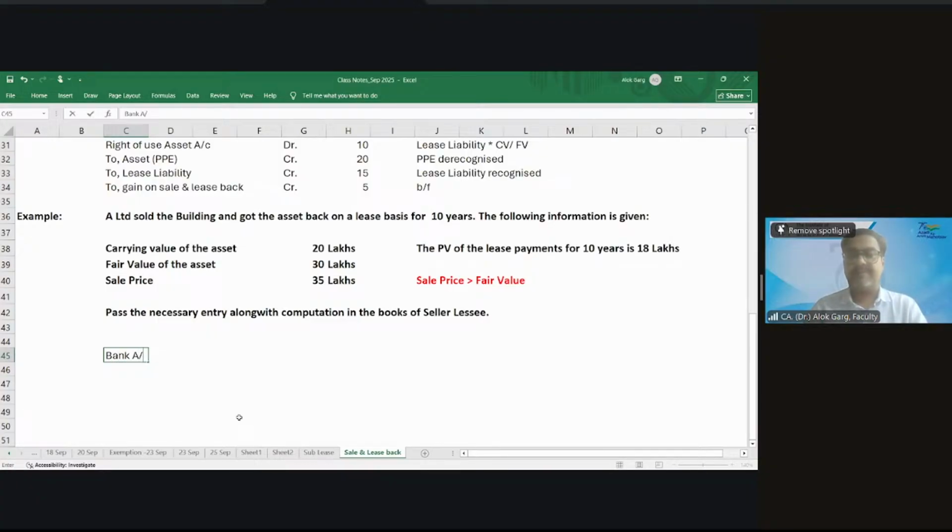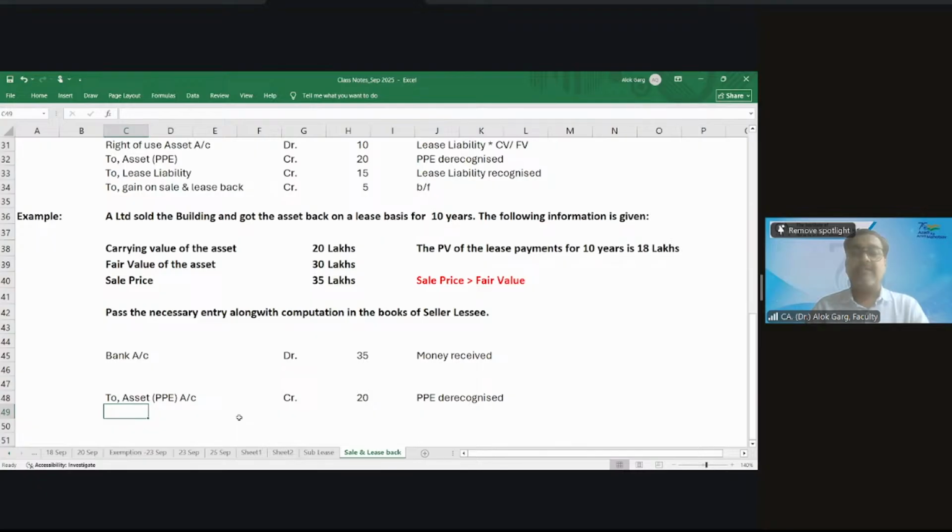Bank account debit. By what amount will the bank account be debited? How much money came? 35 lakhs money received. Then, to asset PP account, asset derecognition, credit 20 lakh. PP derecognized.